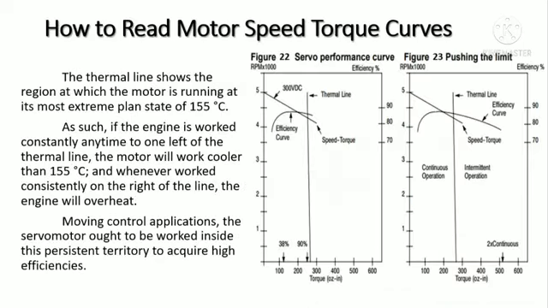How to read motor speed torque curves. The thermal line shows the region at which the motor is running at its maximum temperature of 155 degrees. In this figure, you see performance curve and pushing the limit.